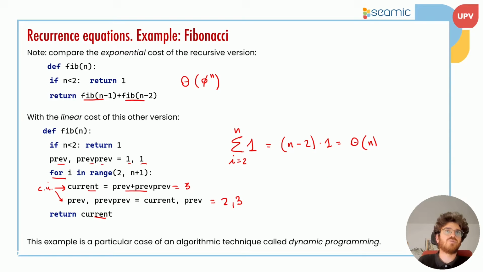And thus we have converted something that is exponential to a linear cost, and this is an algorithmic technique called dynamic programming, which is very, very useful and will be very, very useful later, and is taught in higher level courses.